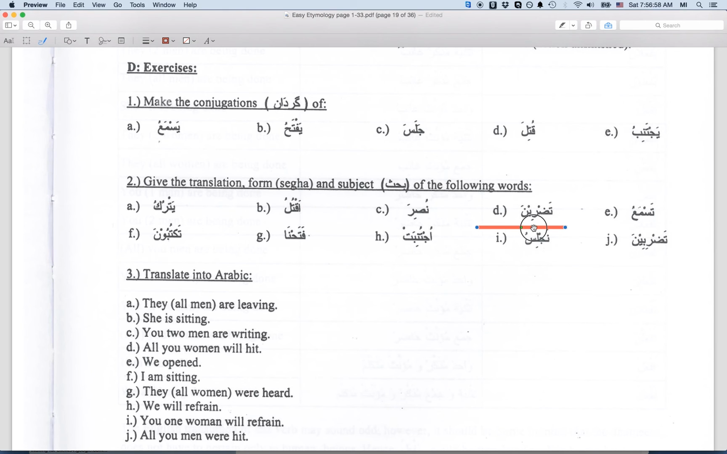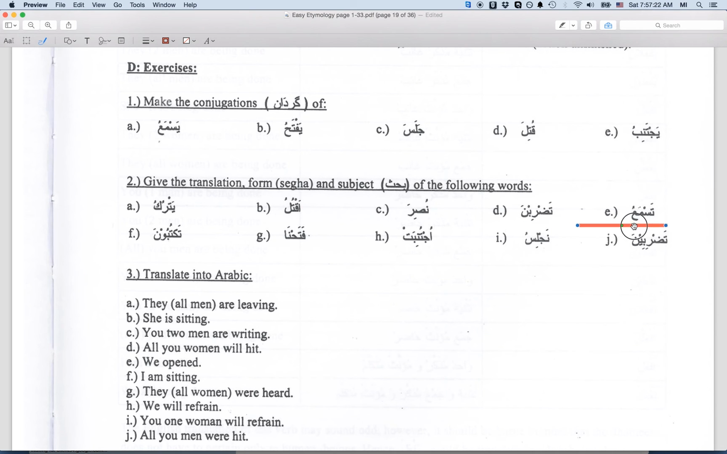تضربنا. You all, actually they all women hit. So this is Jama Muannas Ghaib Tadribna. My bad. This one is actually Jama Muannas Hadir. You all women hit, not they. Tadribna. They would be Yadribna.